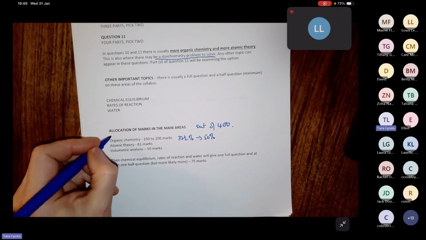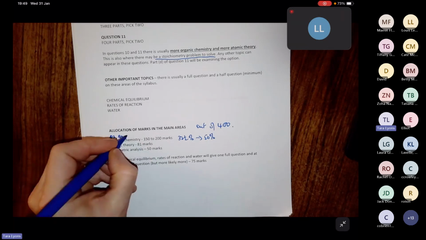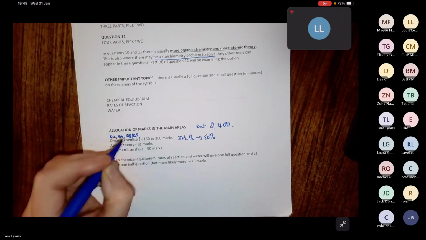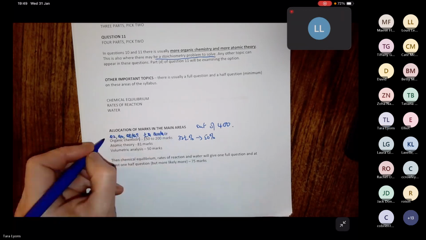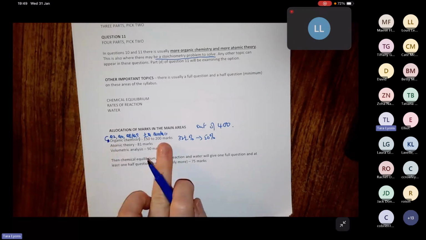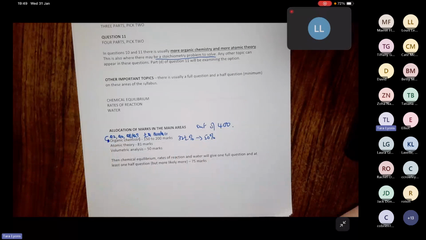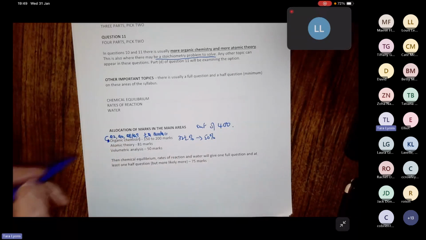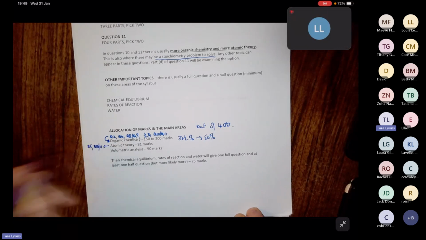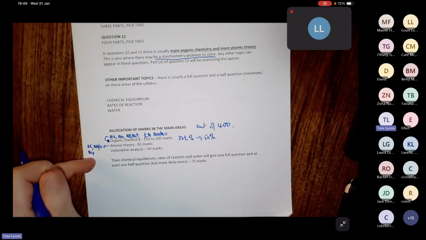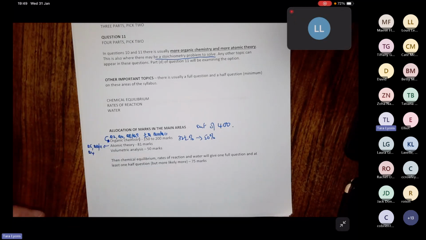That's your question 2, your question 6, and your question 8 or question 9, and your half a question in question 10 or question 11 on organic. So if you've that many questions on organic, obviously it's going to be a good chunk of the marks. Your atomic theory is question 5, question 10 or question 11, and question 4. So let's say there's one part of question 4 worth 6 marks, question 5 is 50, and question 10 or 11 is worth 25. So that's where I'm getting my 81 out of 400.